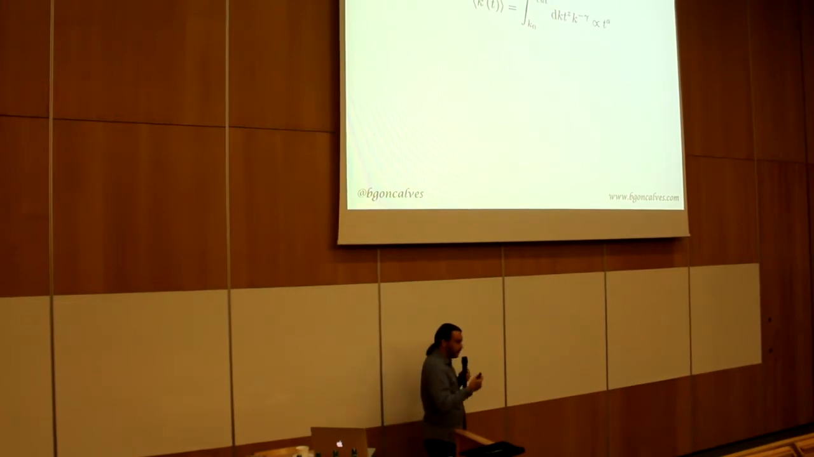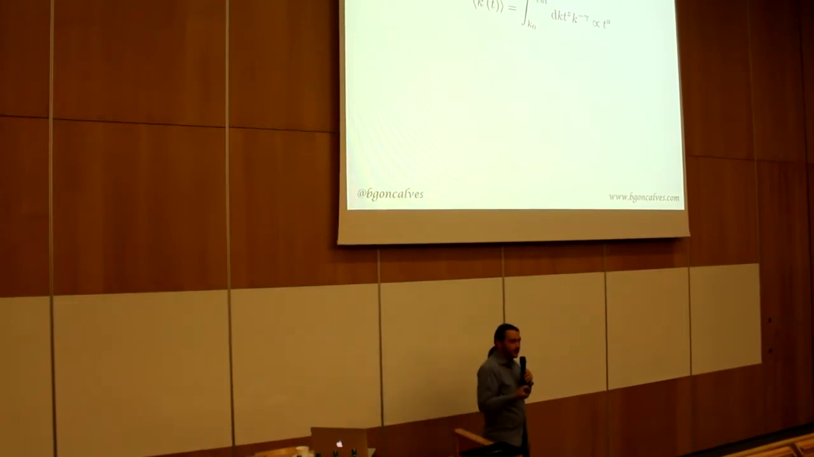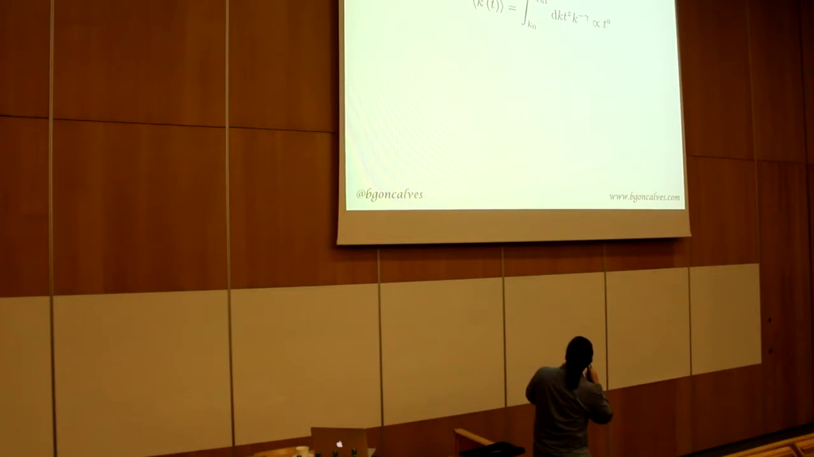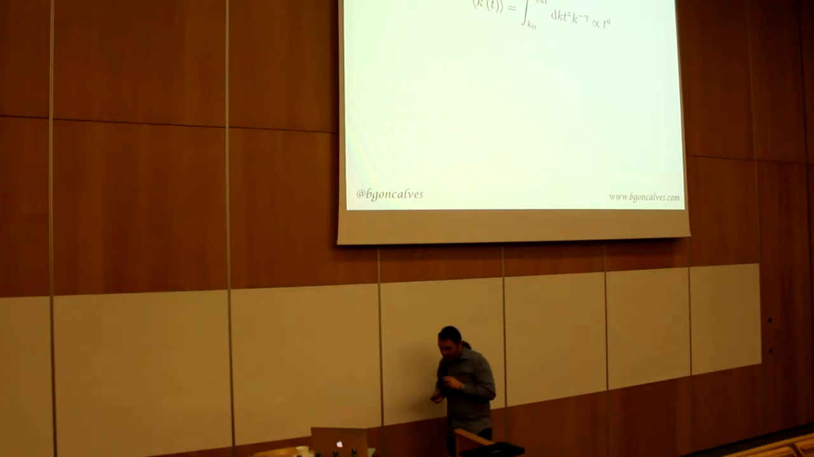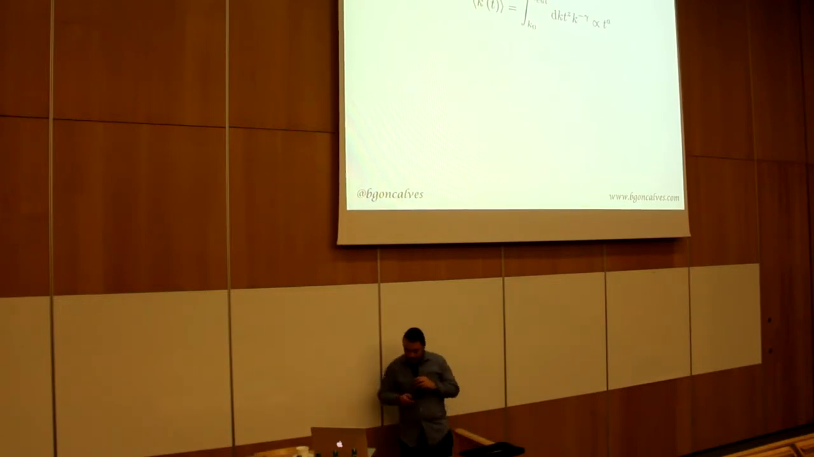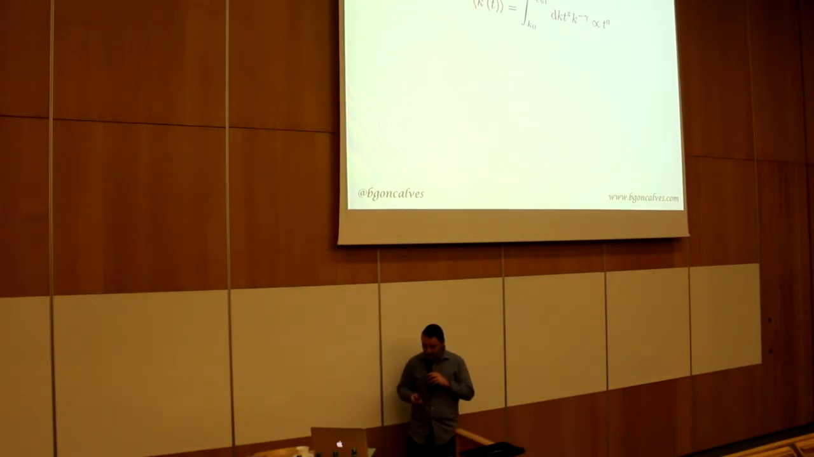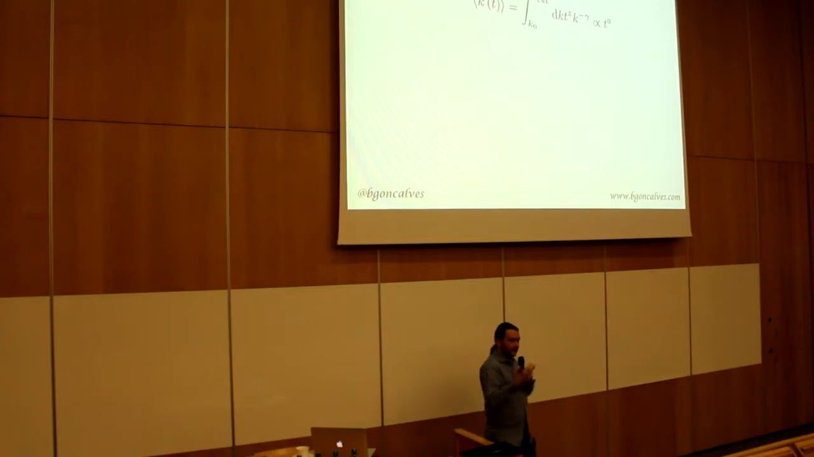Then you can calculate the average degree like this. It's just k times p of k, written in a funny way. And when you do this integration between the minimum degree and the maximum degree, you get something that will go as the average degree. Of course, this has to go as t to the a because we defined in the beginning that the average degree will go as t to the a.